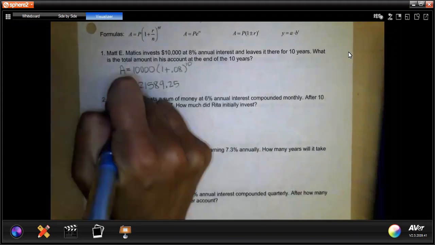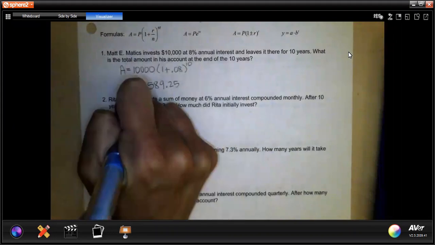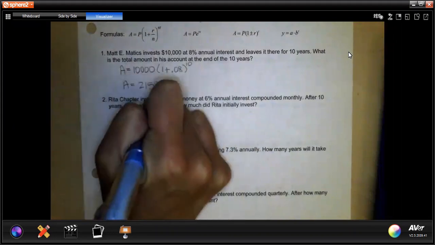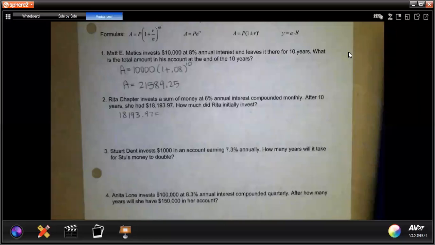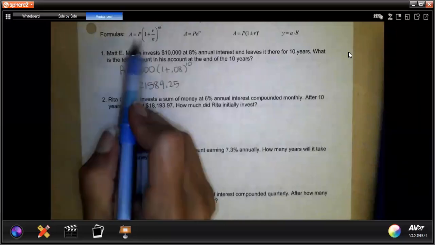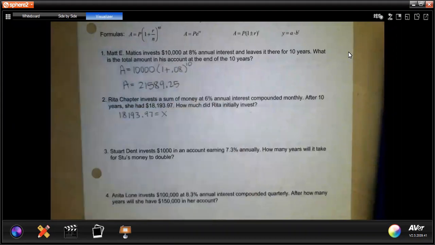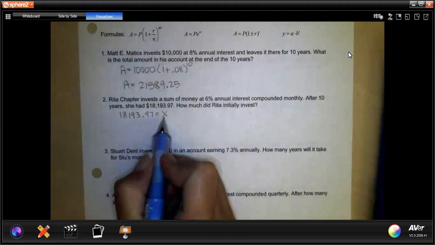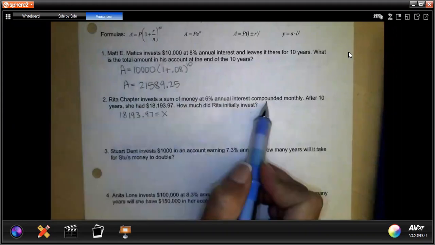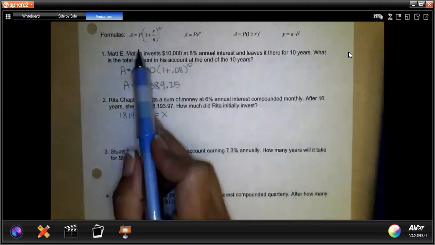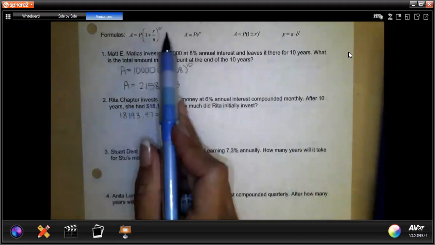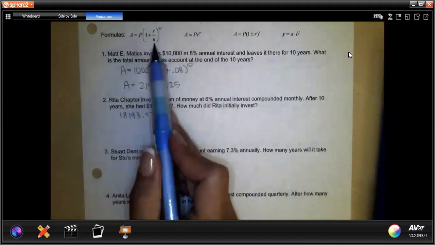Our final amount of money was $18,193.97. So that's going to be on the left-hand side there for the A. We do not know the initial amount, so that's going to be our X or our P, whichever variable you want to leave in that place. This was compounded monthly, so I know I'm going to use this first equation here. Anytime it says compound and gives you the specific amount of time, it's this equation.